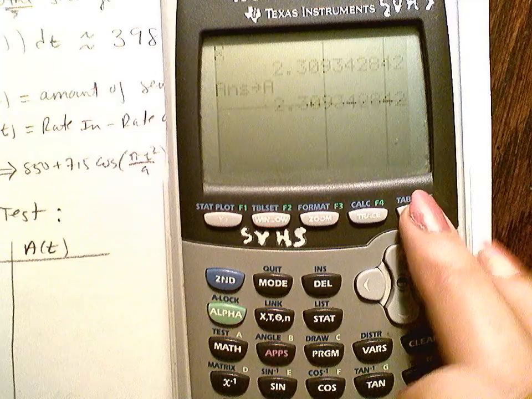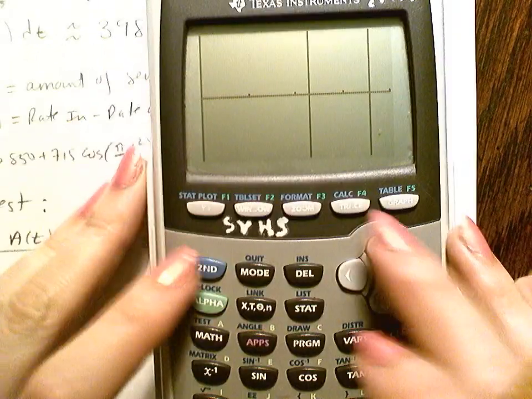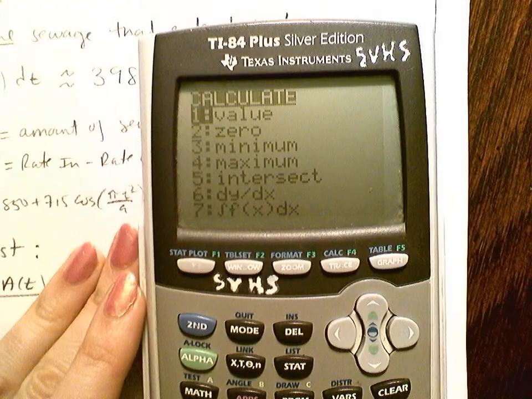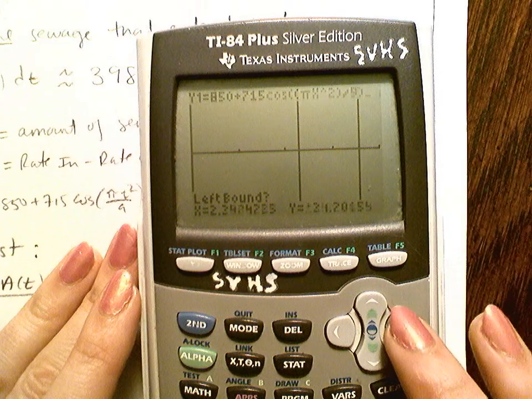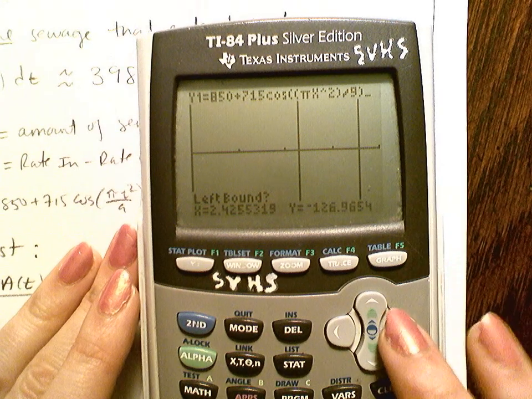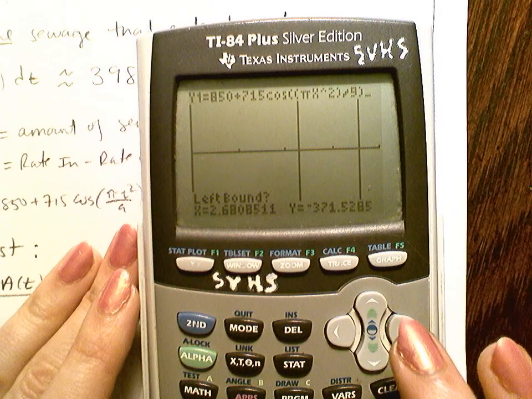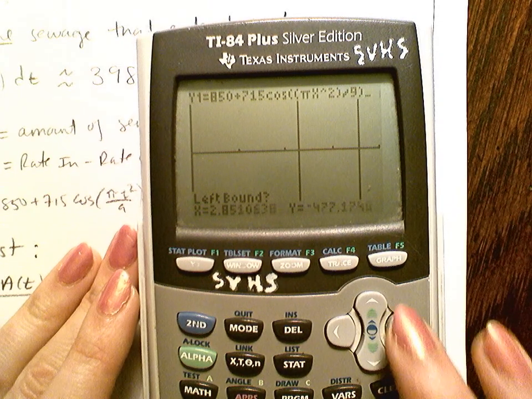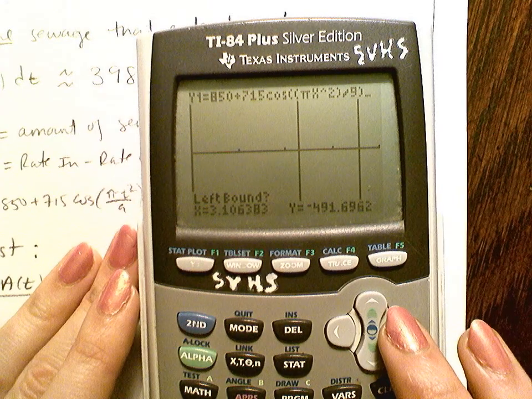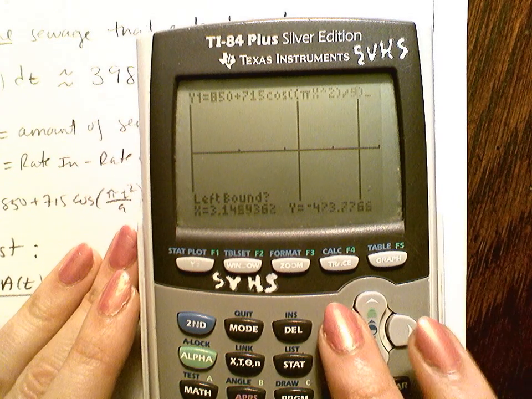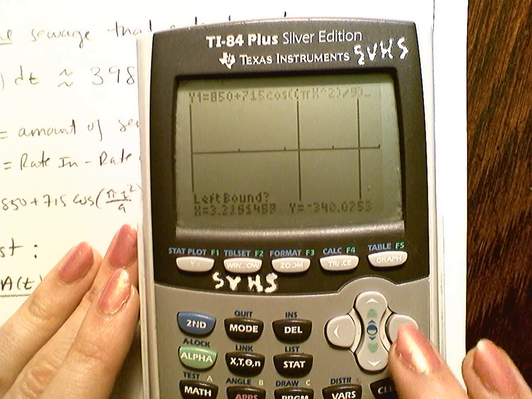So I got to go back to my graph. And now I've got to get this value here. So again, I go second calc. And I'm going to go to the 0 thing. All right. So I'm just going right. All right, I'm just watching for when it gets positive again. Okay, so now it's positive. The y values are positive again.